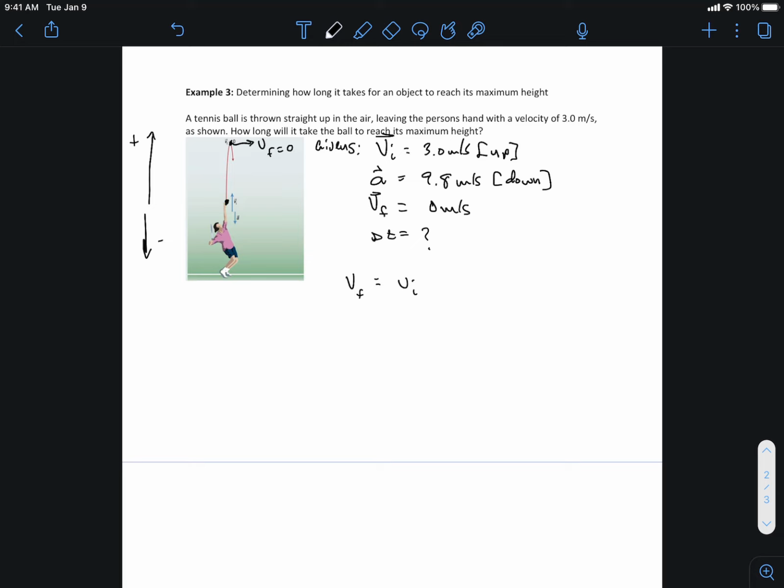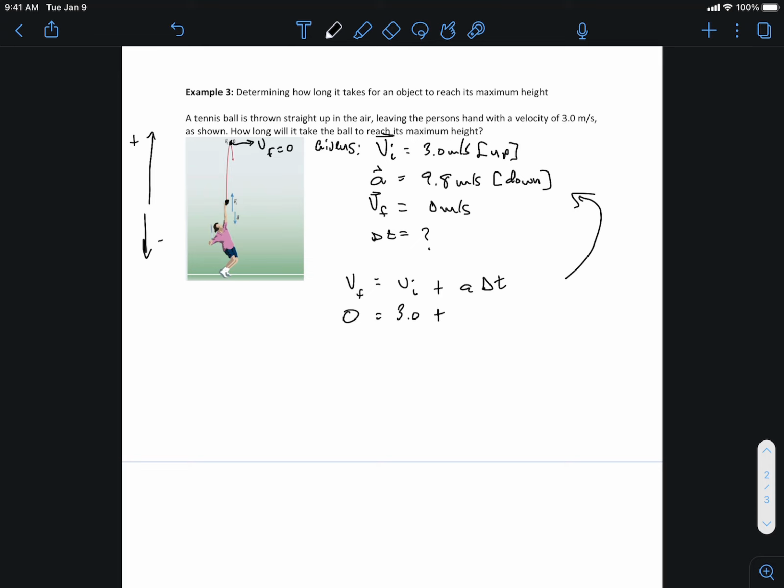V initial plus a delta t. That would be the one I'd pick. This fits the information that I'm given perfectly. So you can plug in the fact that VF is 0. You know that. Well, VI was 3.0 meters per second. We don't need the units. You can include the units, but you don't need to. That's what dimensional analysis is for.